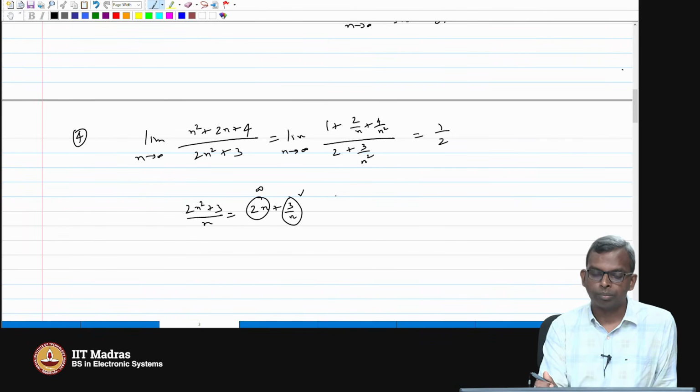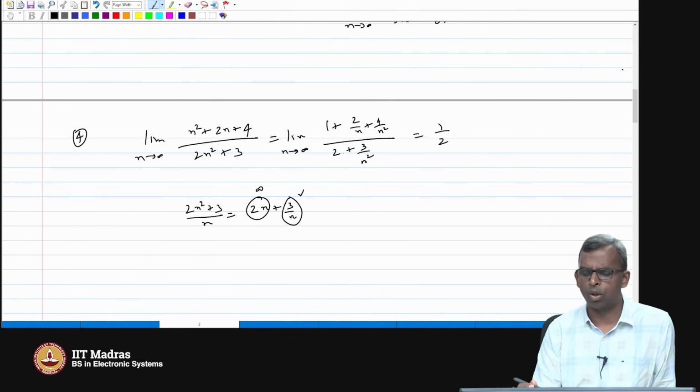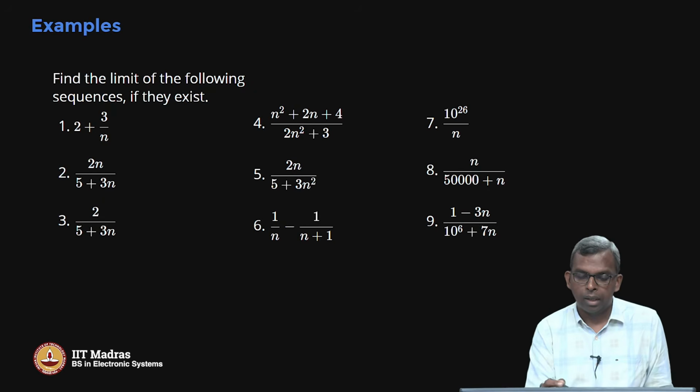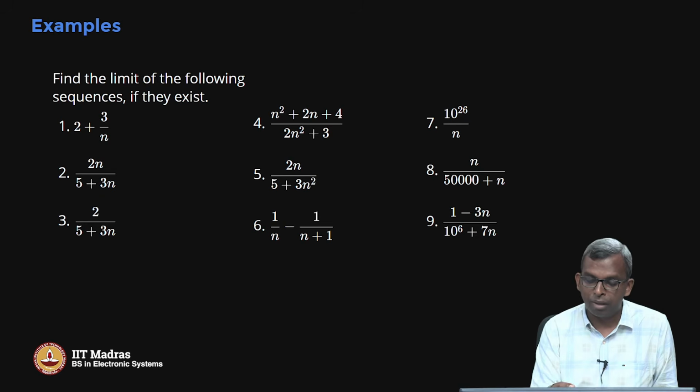Okay. A lot of other ways in which people interpret these things. Maybe later on we'll see that when we get a chance. Okay, that's 4 for you. I'm going to skip 5. Okay, 5 is very similar to 4. Once again, you'll have to divide by n squared, and the answer I think will be 0. You can check that out. This limit will be 0.